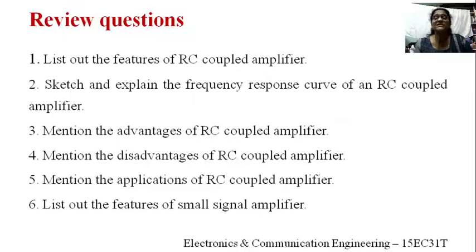And sketch and explain the frequency response curve of an RC coupled amplifier. So you have to sketch the frequency response of the RC coupled amplifier, and you have to tell why the gain drops at higher and lower frequencies. Why? Because of capacitive reactances. You have to tell that due to the coupling capacitors and bypass capacitors, it drops off at lower and higher frequency, and at mid frequency the voltage gain is maintained constant.